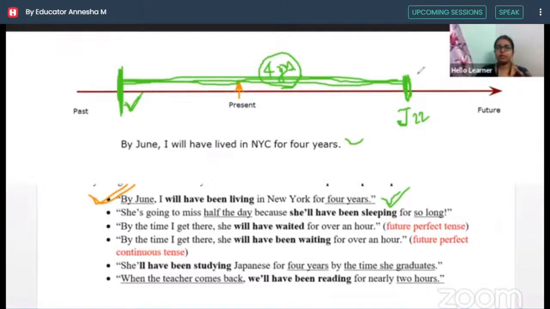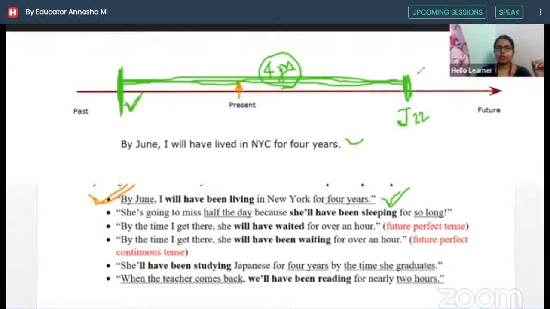We hardly use this tense, guys. It's a very advanced tense, especially when people are writing let's say very formal papers, or they are writing stories, fiction, then they are using these kind of tenses. Otherwise these tenses are mostly not used.